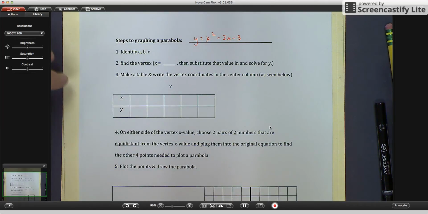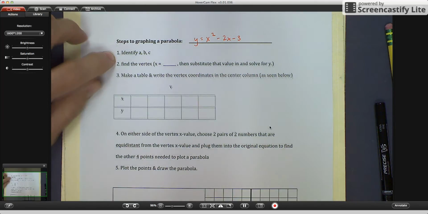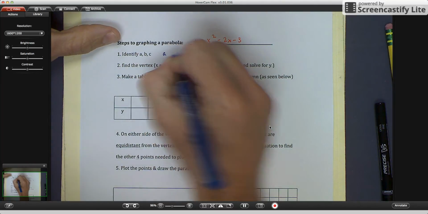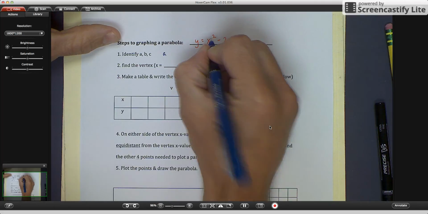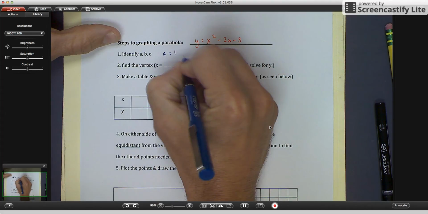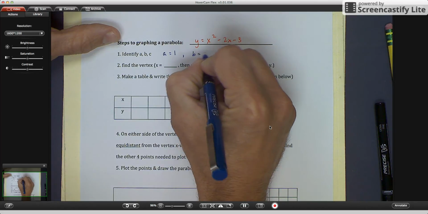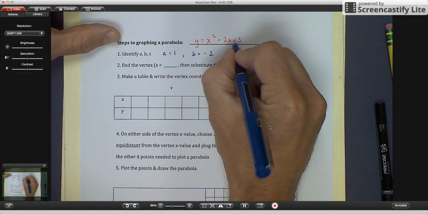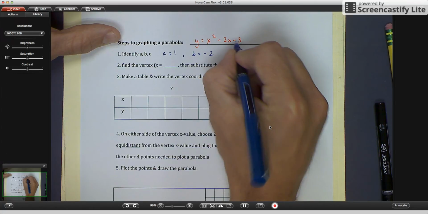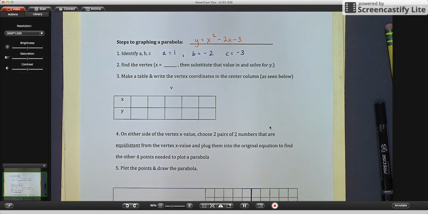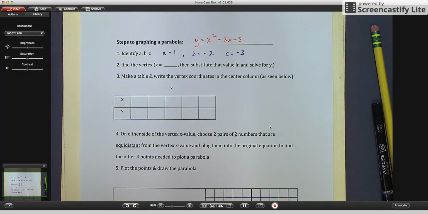And then we're going to look at the steps, and we're going to do the steps. So it says identify A, B, and C. Well, A is the coefficient in front of your x squared term. So since it's x squared, the coefficient is 1. Your B is the coefficient in front of your x term, which would be a negative 2. And then your C is the constant back here, so negative 3. So those are your A, B, and C. And they're going to allow you to plot the graph by finding the points that are on the graph.